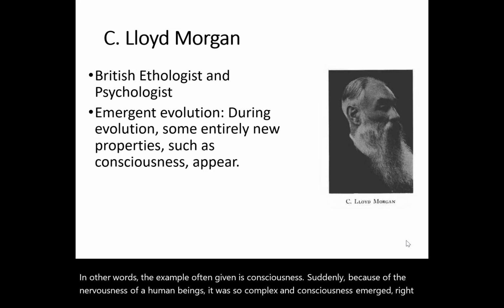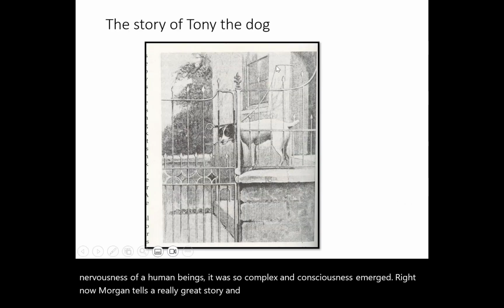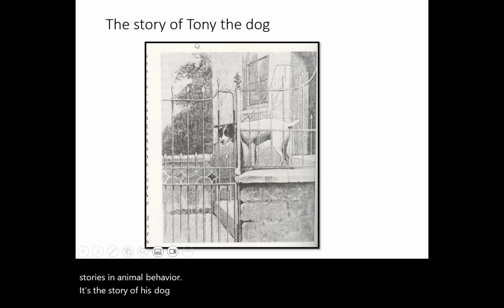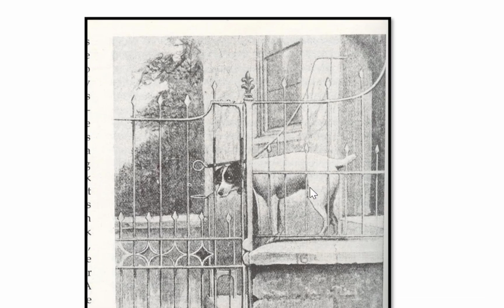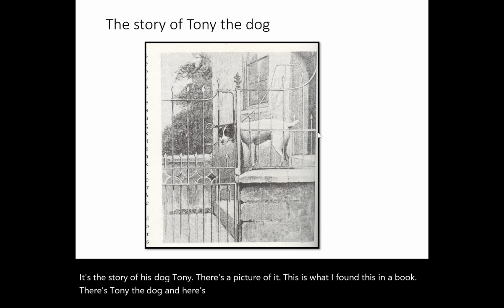Now, Morgan tells a really great story, and I love this story. It's one of the most famous stories in animal behavior. It's the story of his dog, Tony. There's a picture of it. I found this in a book. There's Tony the dog. And here's how the story goes to try to illustrate a point.